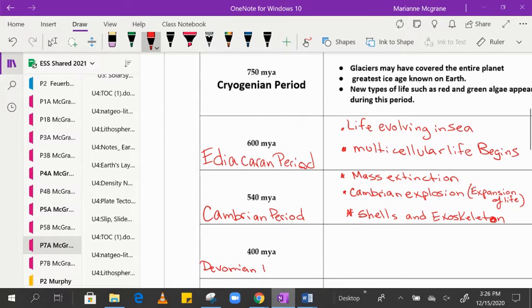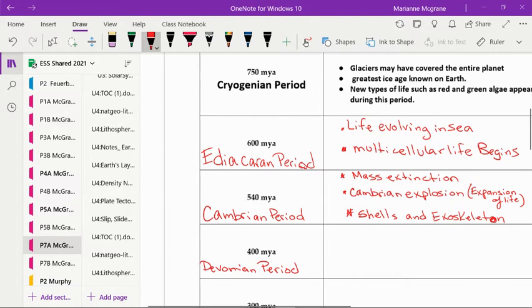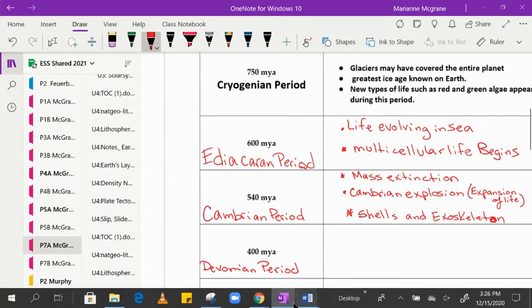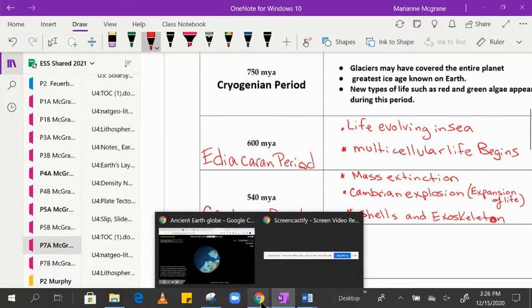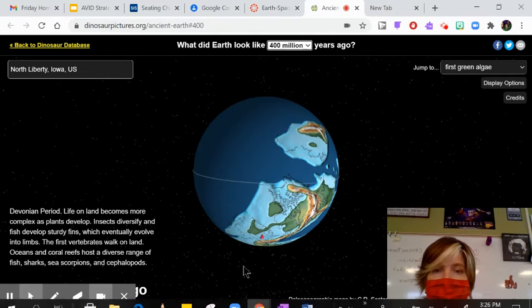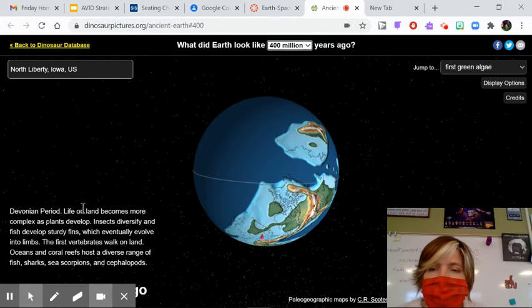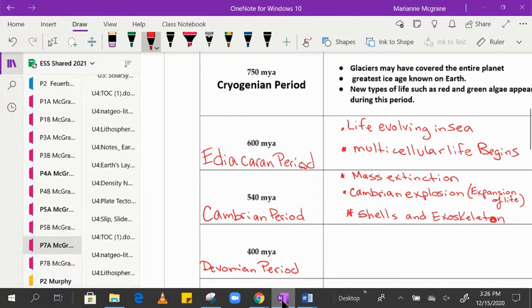Did anybody take a field trip when you were a kid in the area and go to the Devonian Fossil Gorge? The Devonian Fossil Gorge is a place that enables us to see this time period in the world. On this, we have life on land becomes more complex. So we're going to start by writing that. Life on land becomes complex.